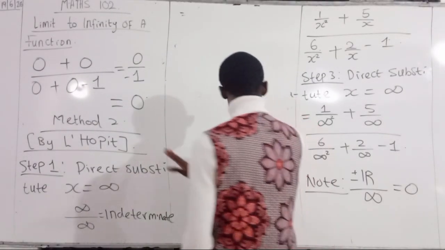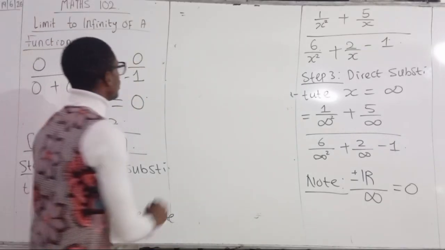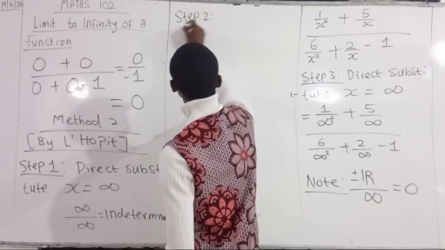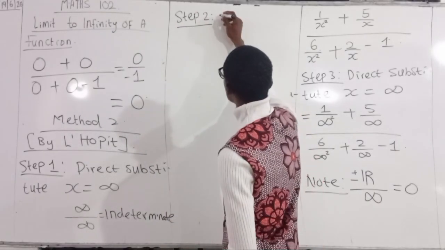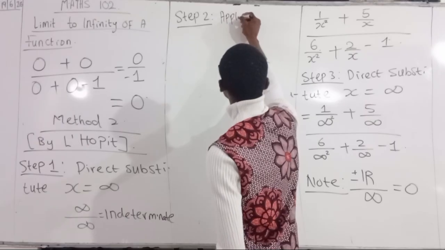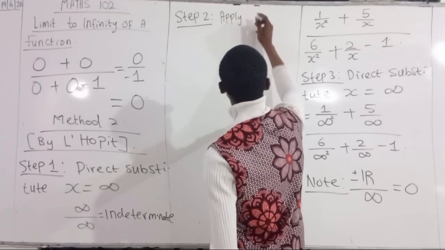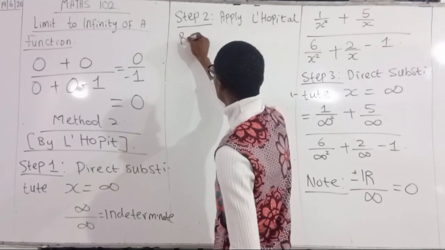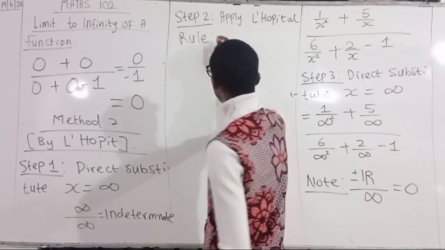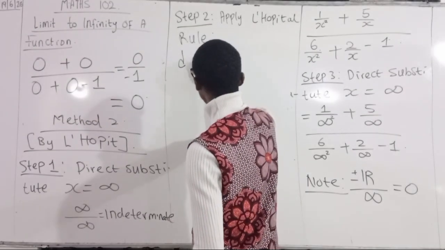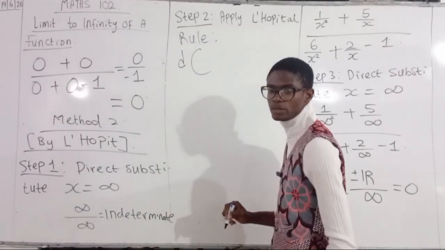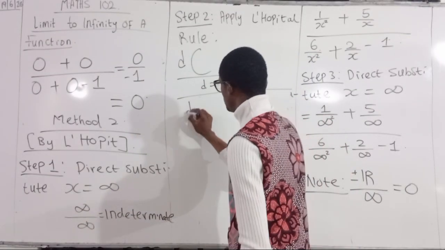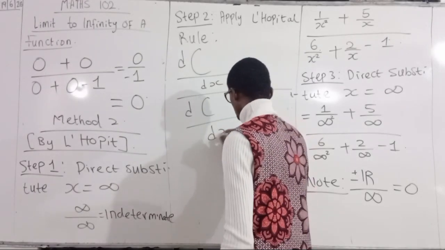Now where does the change occur? A change occurs when you have step 2. What is step 2? Apply the L'Hopital rule. What does the rule say? The rule says you should differentiate. Take the derivative of the numerator with respect to x, and take the derivative of the denominator with respect to x.